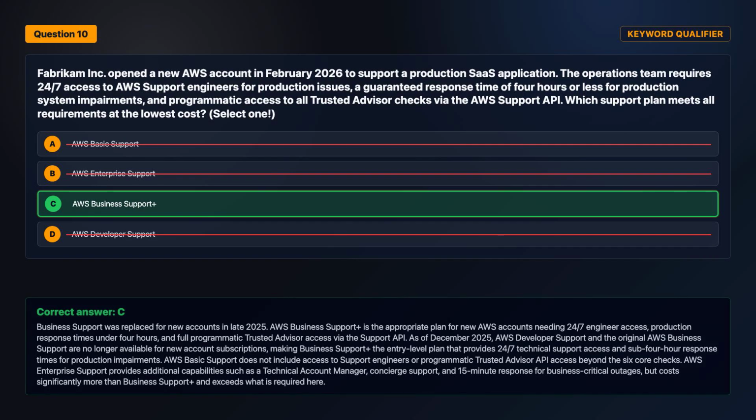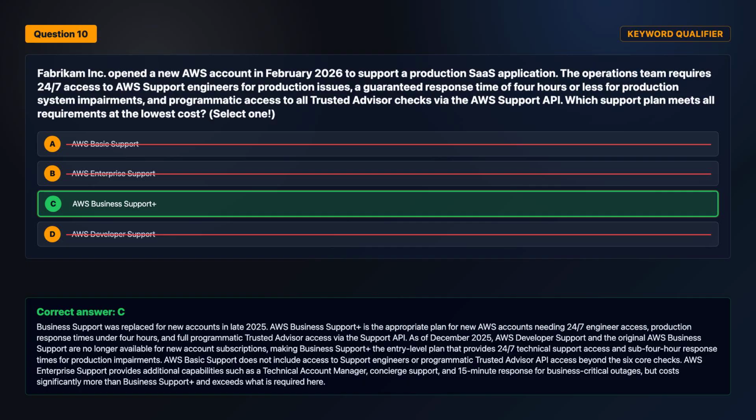The correct answer is option C. Business Support was replaced for new accounts in late 2025. AWS Business Support Plus is the appropriate plan for new AWS accounts needing 24/7 engineer access, production response times under 4 hours, and full programmatic Trusted Advisor access via the Support API.